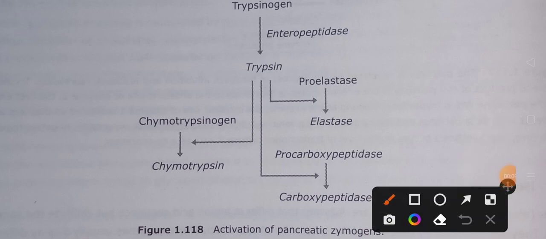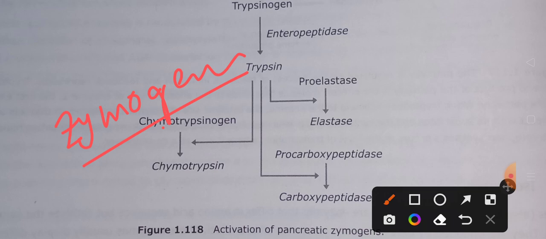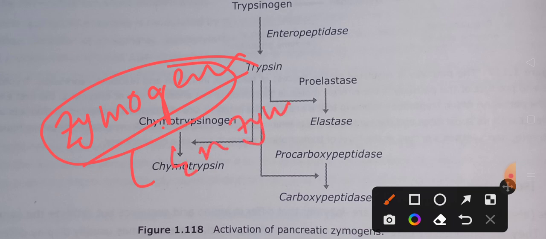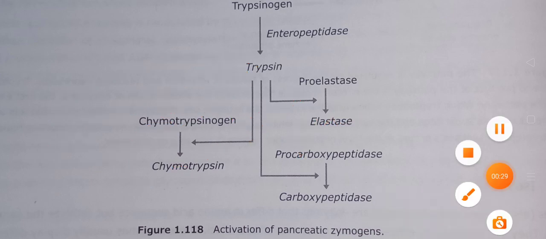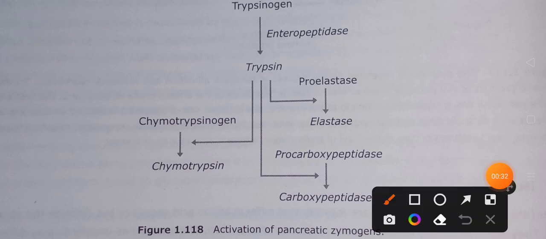So today we are going to talk about a special topic in enzymology, that is zymogen. Zymogen is the name for the precursor of the enzyme, or you may say the pre-enzyme. Okay, so what is this? This precursor of the enzyme, or zymogen, is the inactive form of the enzyme.